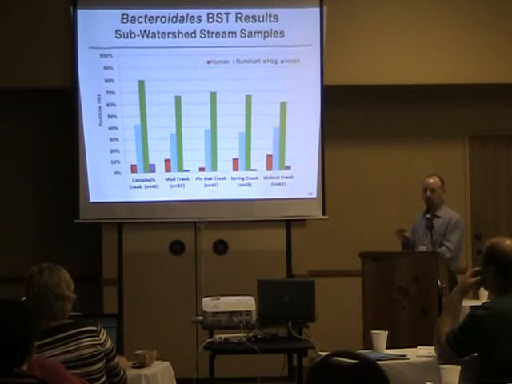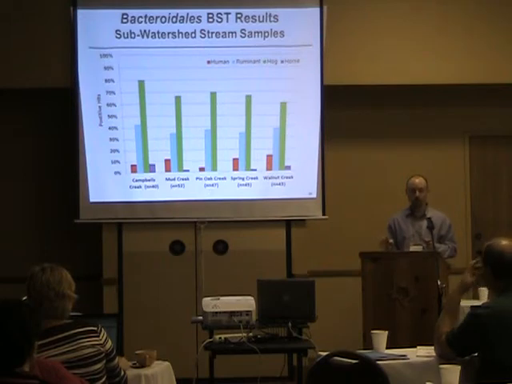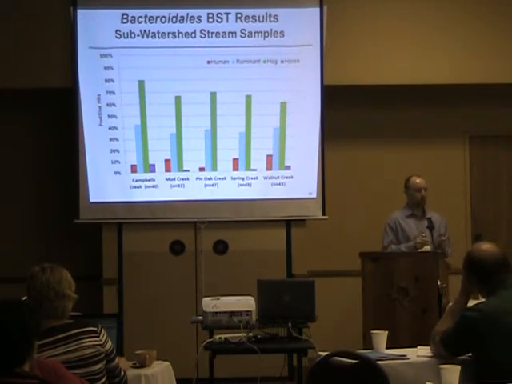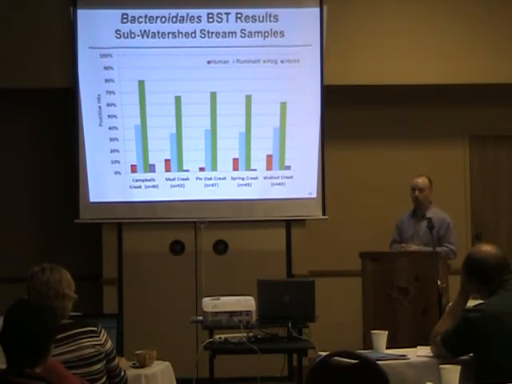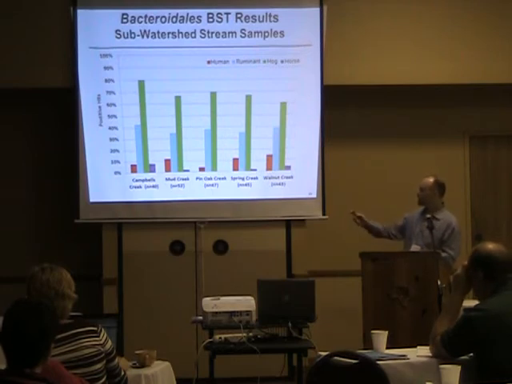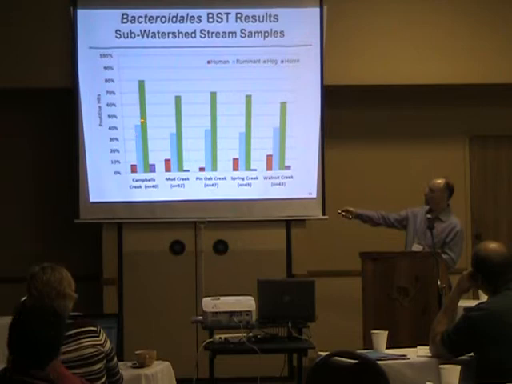To get into the results, first we'll look at this as a sub-watershed split, breaking them out by the individual sub-watersheds. Again, this is presence-absence, so the values on the y-axis are essentially percent incidence: what percentage of the samples tested positive for each of these markers. For each of the markers, we have the human marker in red, ruminant marker in blue, hog marker in green, and the horse marker in purple.